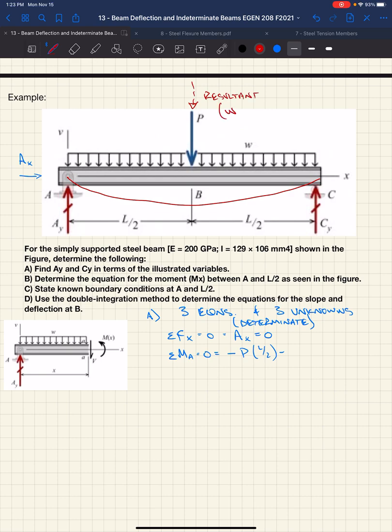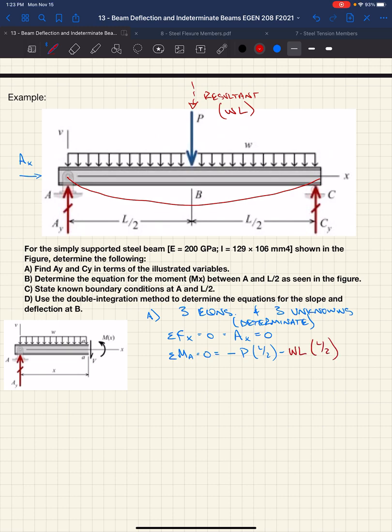And that resultant is going to be the magnitude of our entire uniform load, which would be the uniform load times the length over which it acts. So W times L. Okay. And it's acting at the centroid of our uniform load. If this was a linearly changing uniform load from, say, A to C, it'd be at 2/3 the distance from 0, right? We have a constant uniform load, so we have a constant WL.